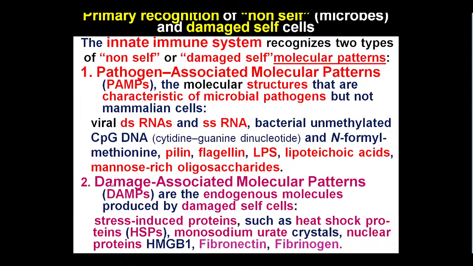The second group of irritants for innate immunity are damage-associated molecular patterns, DAMPs. They are endogenous molecules produced by damaged cells. For example, stress-induced proteins such as the heat shock proteins, monosodium urate crystals, nuclear proteins, fibronectin, fibrinogen, and some other molecules.